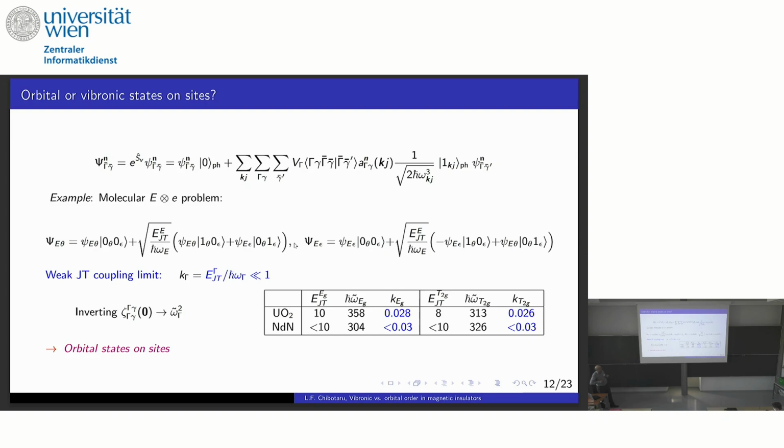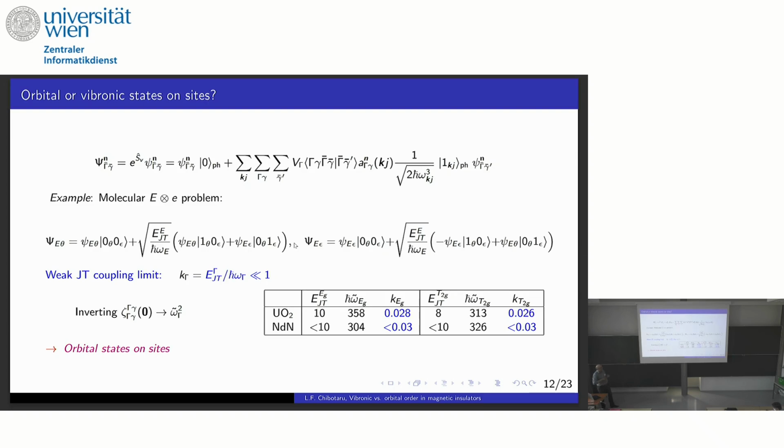This is what we obtain for uranium dioxide and neodymium nitride. So this is the ratio which you obtain. We are definitely in the weak coupling limit. And then we can say that we have just the orbital ordering or orbital interaction on sites. We can forget about vibronic admixture. The only thing is that these vibronic Jahn-Teller effects give additional terms into the pure electronic multipolar Hamiltonian.